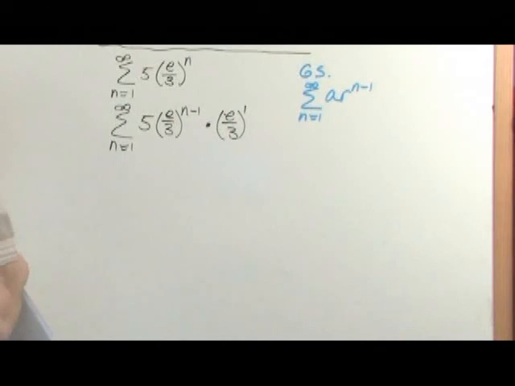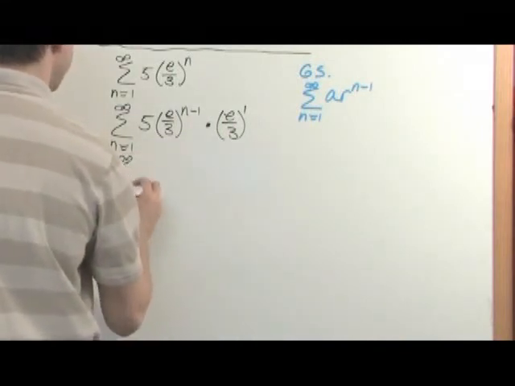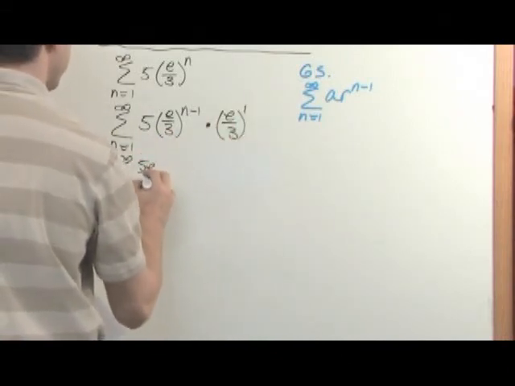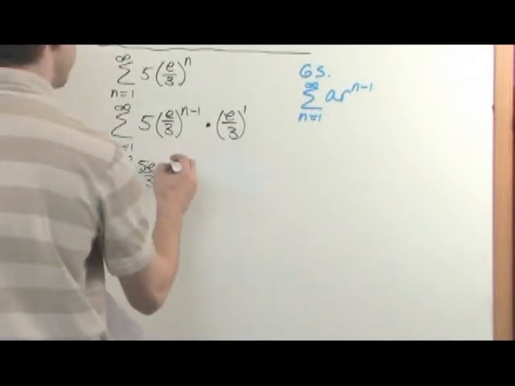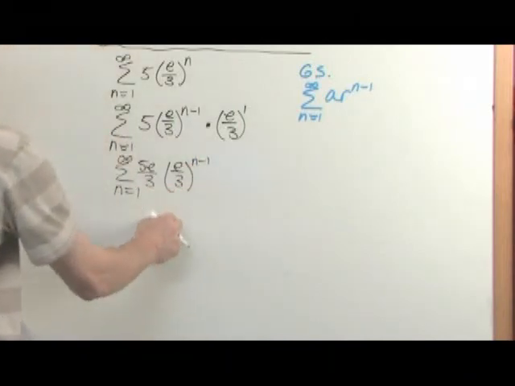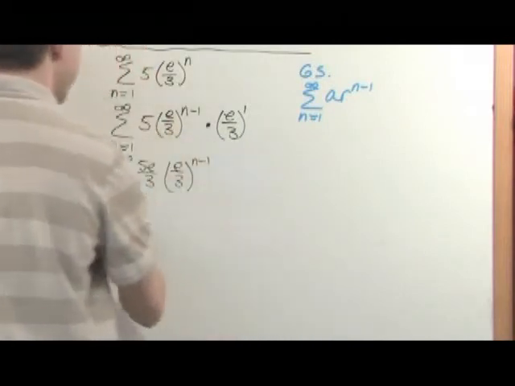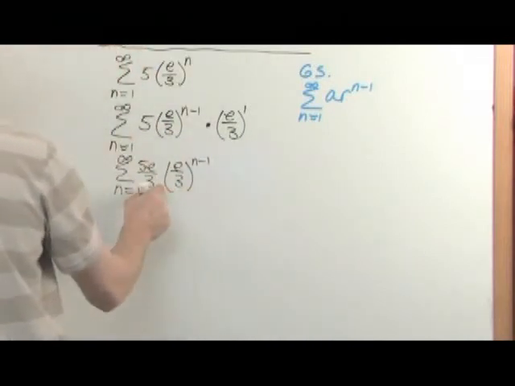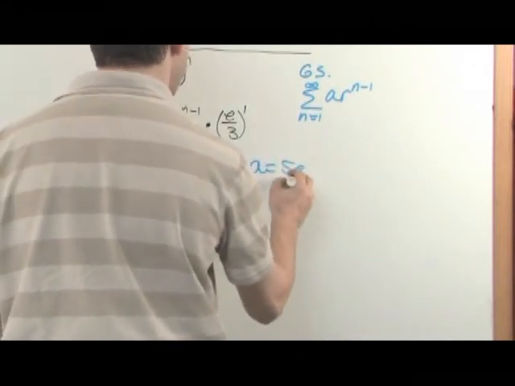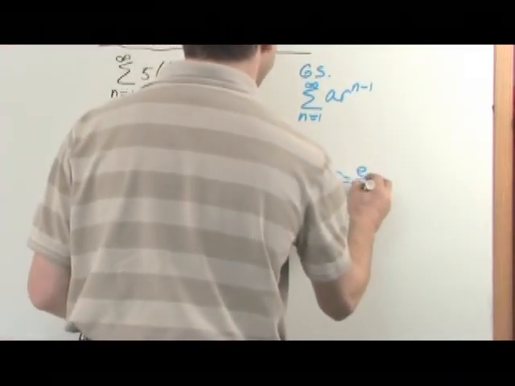Okay? Now this equals the sum from n equals 1 up to infinity of, e over 3 to the first is just a number, so it's 5e over 3, that is a number, times (e over 3) to the n minus 1. Now look at this. This is a, and this is r. Because this is a geometric series now, we beat it into this form. This is a constant, this is r to the n minus 1. So a is equal to 5e over 3, and r is equal to e over 3.